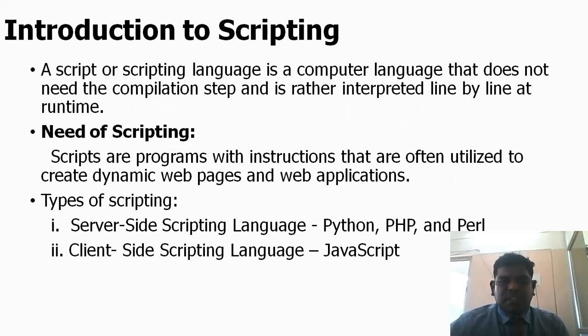There are two types of scripting. One is a server-side scripting language and the other is a client-side scripting language. Server-side scripting languages, for example, Python, PHP, Perl. Those languages are considered server-side scripting languages. Client-side scripting language, for example, JavaScript is a client-side scripting language.